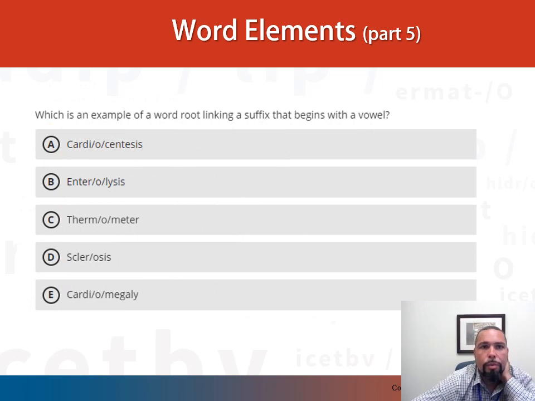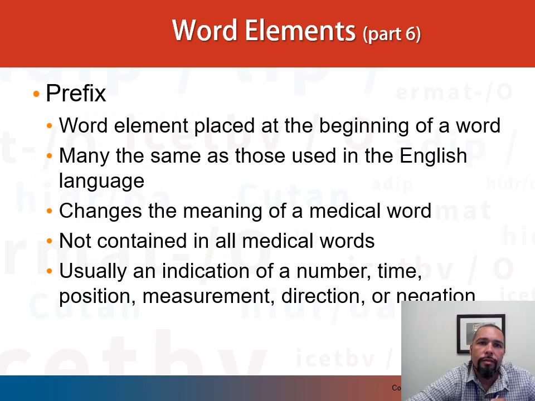So let's go over an example of a word linking a suffix, okay? So let's see if you guys could figure this one out. This is, which is an example of a word root that is linking a suffix that begins with a vowel. I'll give you a few seconds. All right, hopefully you guys picked the letter D because that's the right answer. If you didn't, maybe just try to look through the book and see what area kind of confused you, and take it from there. All right, now let's go to a different part of word elements, which is the prefix.